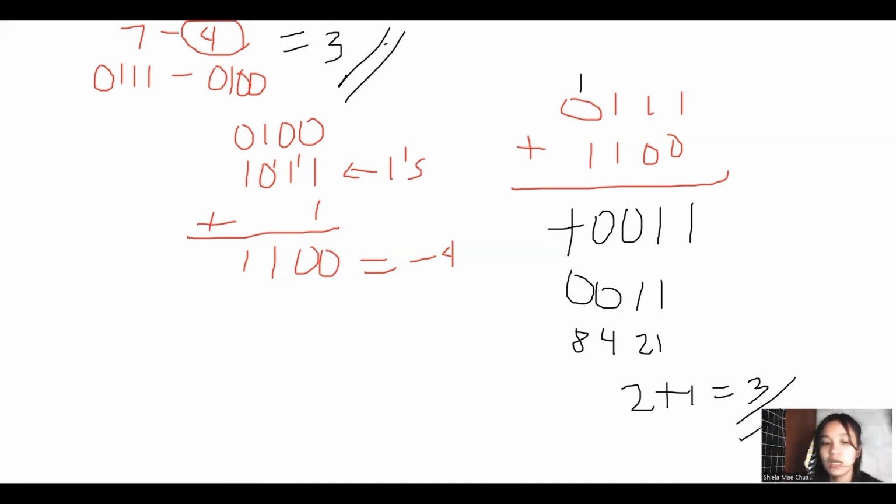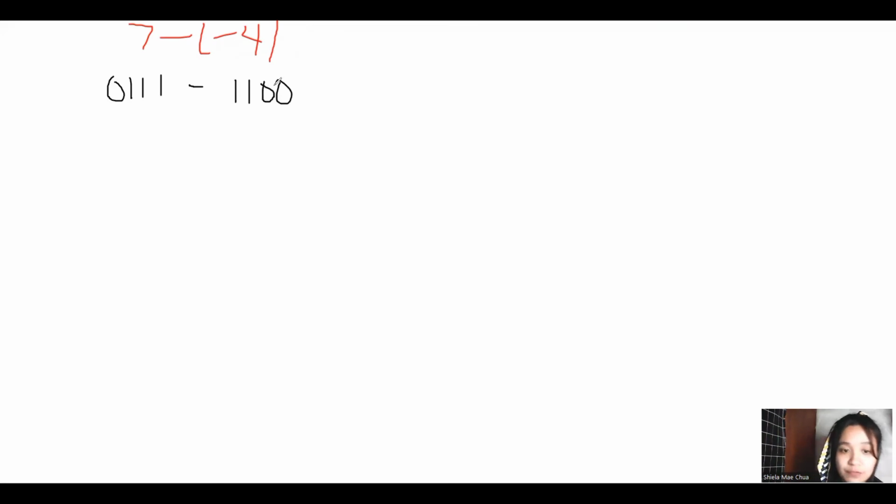Now, let's go with the next case. If we subtract 7 minus -4, -4 guys. 7 corresponds to 0, 1, 1, 1. And -4 is 1, 1, 0, 0. So we need to change the -4 to 4, then perform the addition.